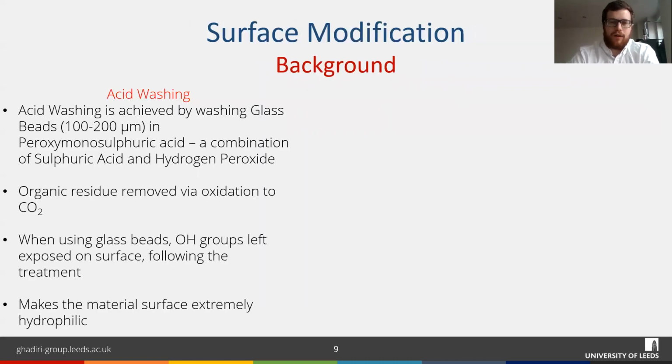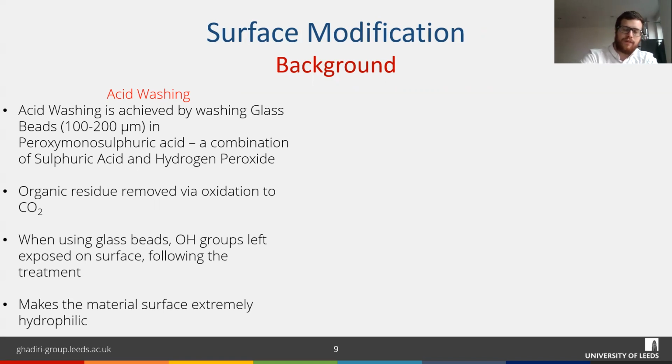So just a bit of background on the surface modifications that we did. So we did the acid washing of the glass beads in something called peroxymonosulfuric acid, which is more commonly referred to as piranha solution. And it's a combination of sulfuric acid and hydrogen peroxide. So essentially, this allows us to ensure that there's no organic residue left remaining on the surface of the glass beads as they're oxidized to CO2. And it leaves the OH groups exposed upon the surface following on from the treatment and makes the surface extremely hydrophilic.